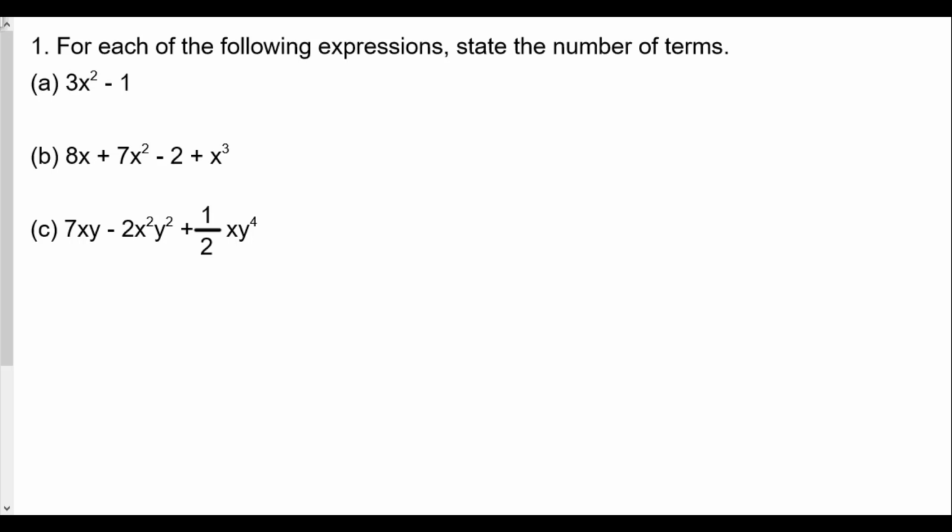Now the number of terms can usually be figured out by how many addition or subtraction signs there are, because terms are either adding or subtracting each other. So for question 1A, 3x squared minus 1, there are going to be 2 terms. Why? Because 3x squared is one term, and 1 is another. And what combines them is a plus or minus. So we have 2 terms for this one.